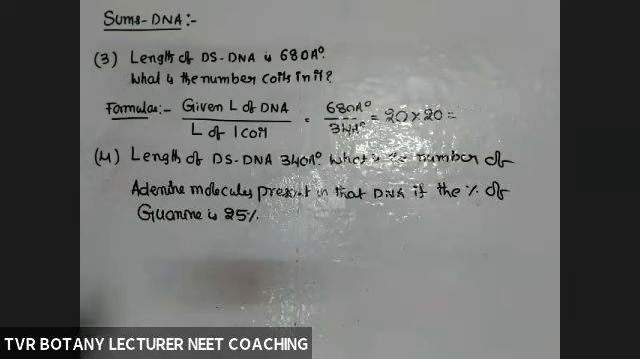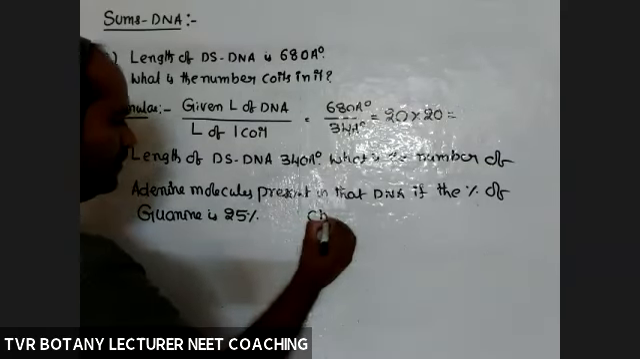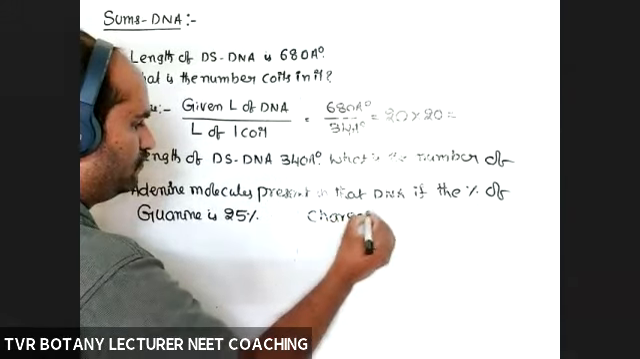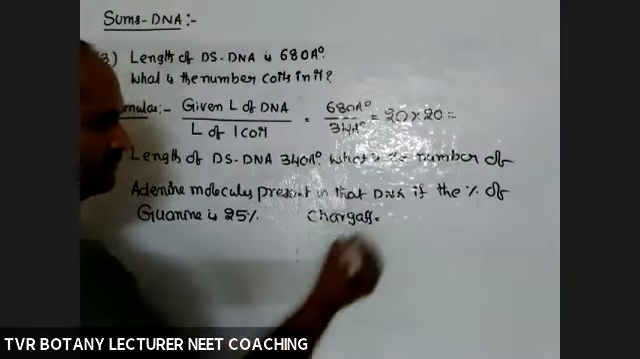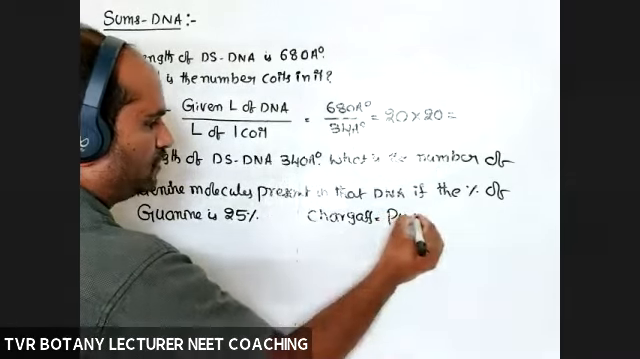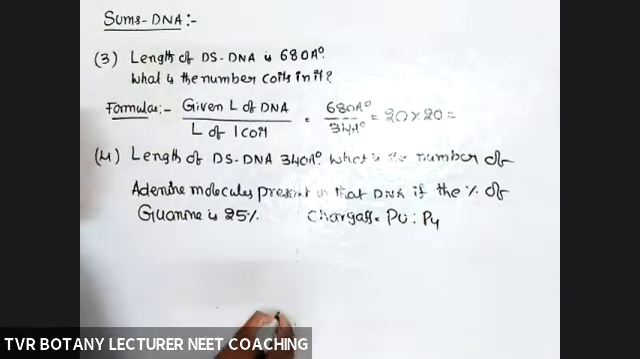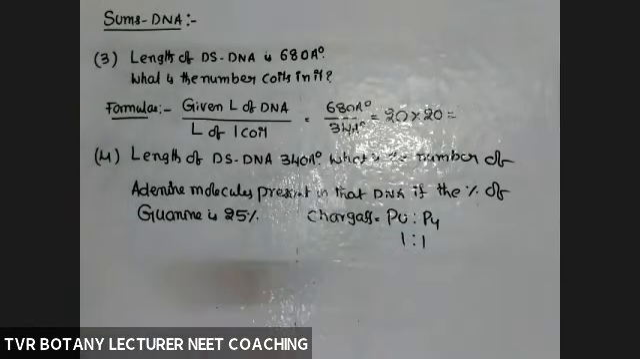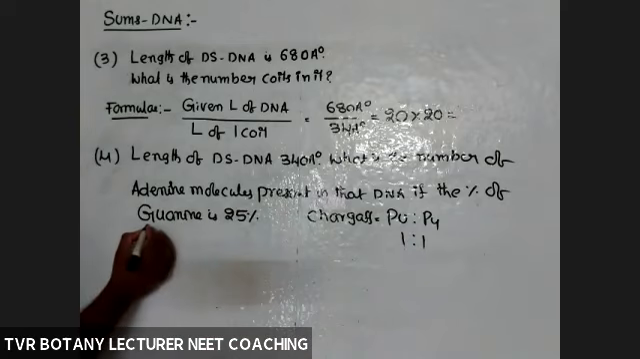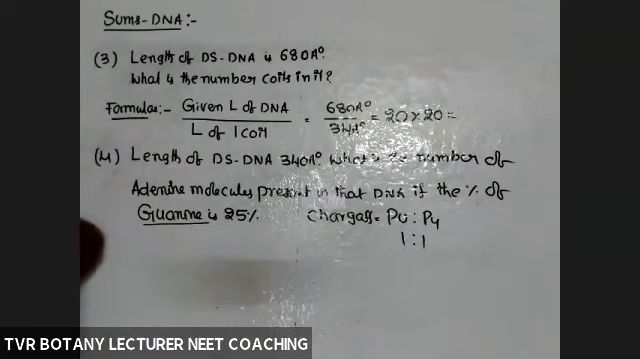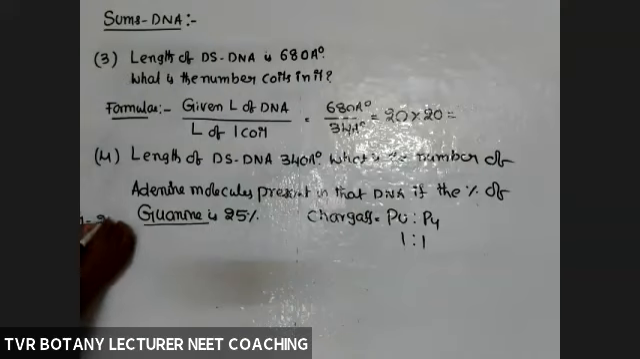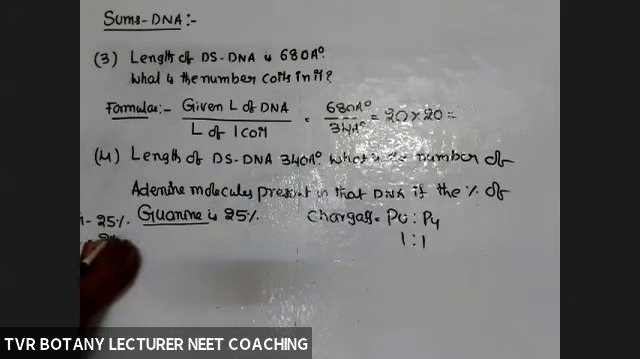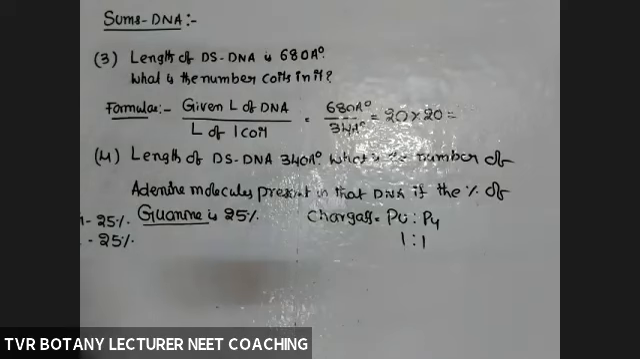Okay. So how to calculate this? Simple thing. According to Chargaff. Now take Chargaff rule. What is Chargaff rule? According to Chargaff, purines versus pyrimidines exist in 1:1 ratio. So here percentage of guanine is given. So if guanine is 25%, cytosine also 25%.